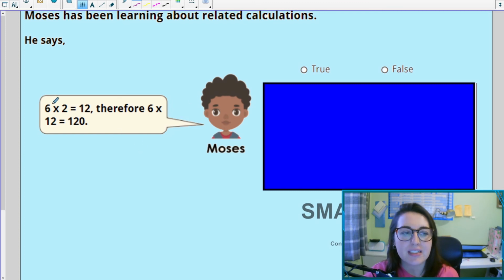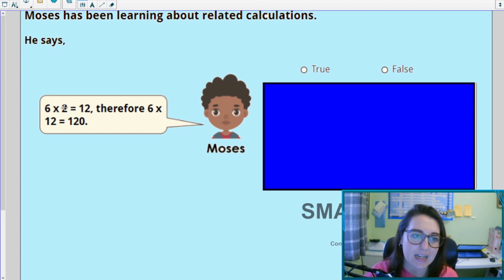Okay, so Moses is saying that 6 ones times 2 ones is 12, therefore 6 times 12 is 120. Now, there is no related fact here. We haven't got bigger by 10 of either of these two things. We're not doing 60 times 2 or 6 times 20. So therefore, 6 times 12 is not just getting 10 times bigger. He's made a little bit of a mistake.